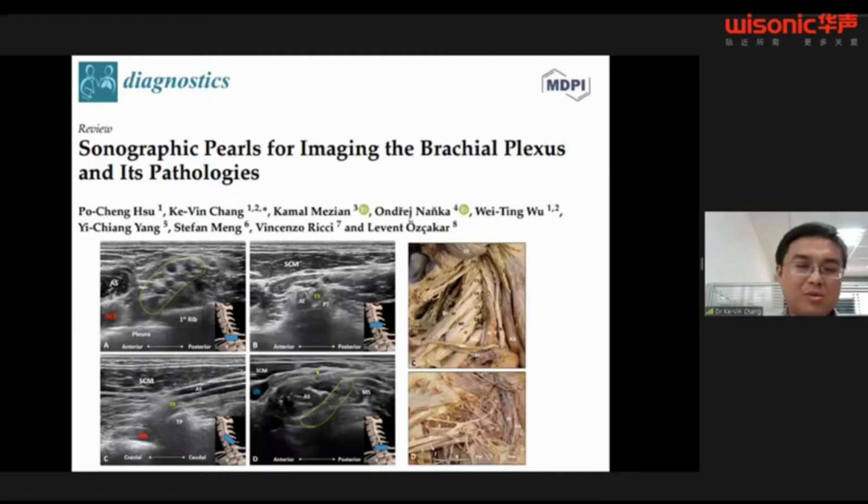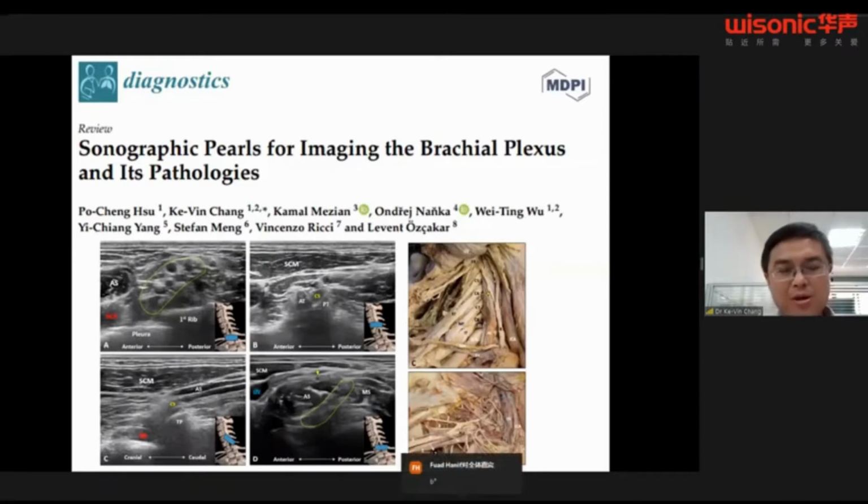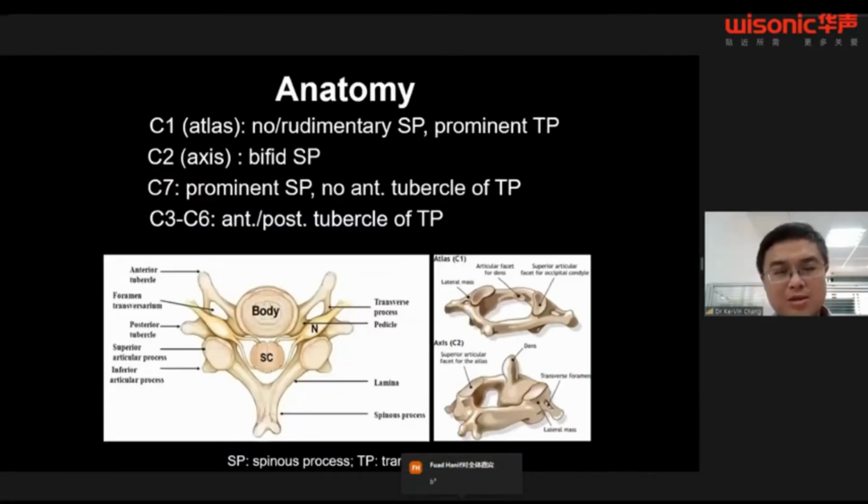And if you want to know how to scan the axial spine in a precise way, you are also welcome to download another article. This is Sonal Anatomy of the Spine, a comprehensive scanning protocol from cervical to sacral region.